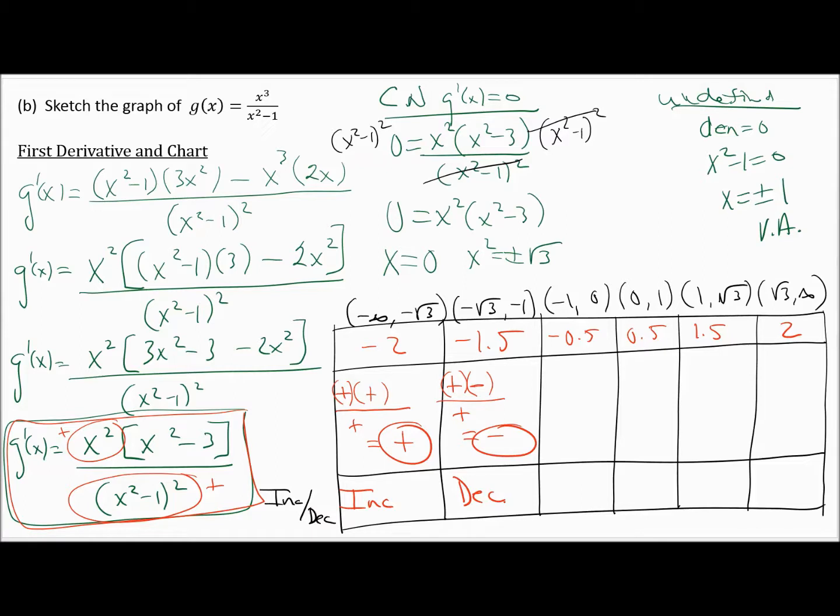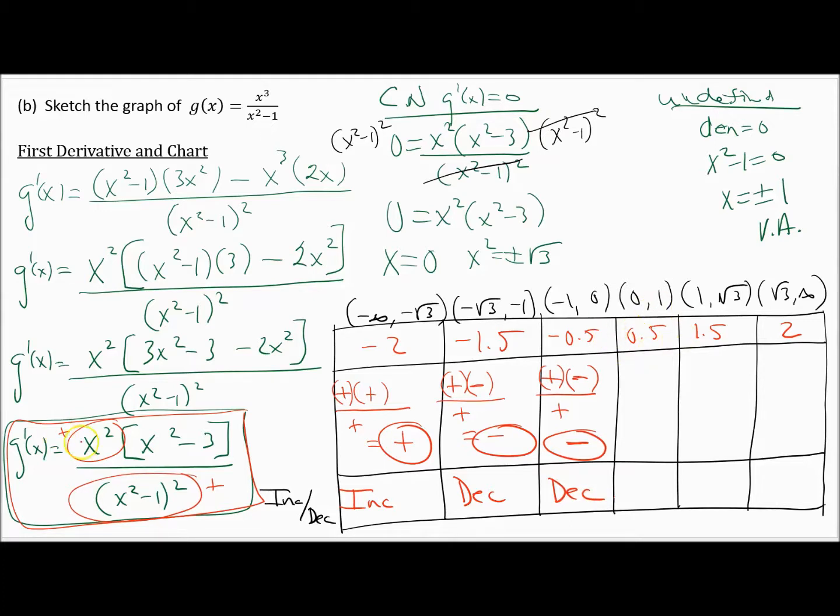All right, let's do it again. A value between negative 1 and 0, say negative 0.5. Again, when I square negative 0.5, it's always positive. But when I plug negative 0.5 in here and square it and subtract 3, it's going to be negative. Divided by something squared down here, which is always positive. Once again, I get a negative, so I'm decreasing on that interval.